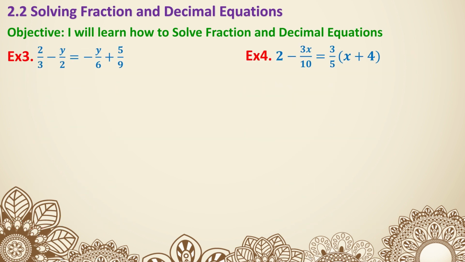We have a 3, a 2, a 6, and a 9. So let's see, common denominator. Let's say you see, oh, I see a 3 and a 2. Well, they can both go into a 6. So it must be a 6. However, we have a 9.